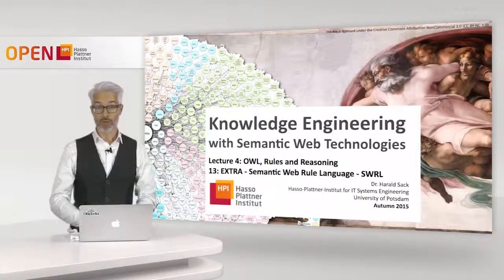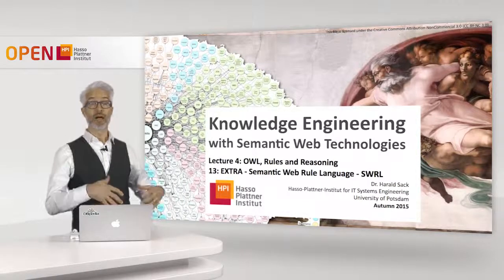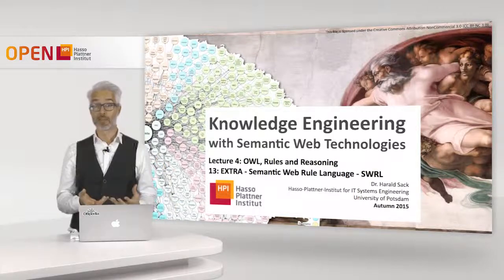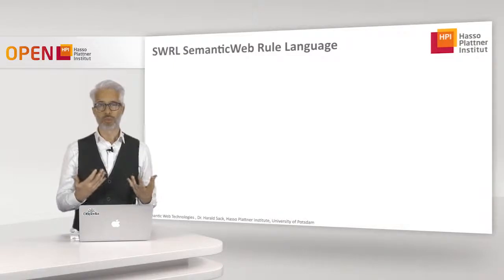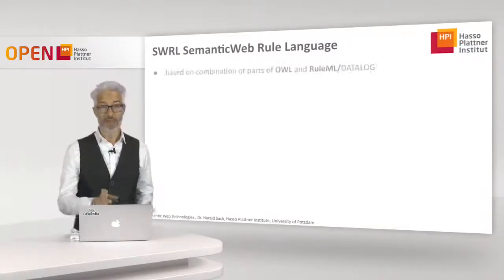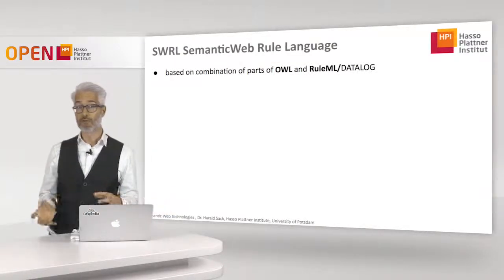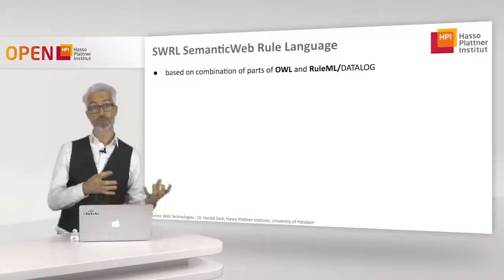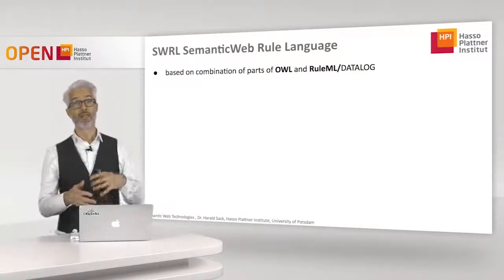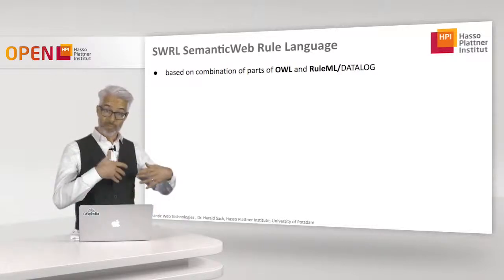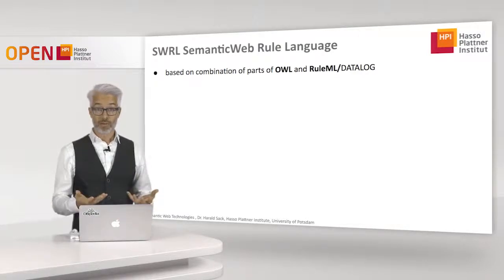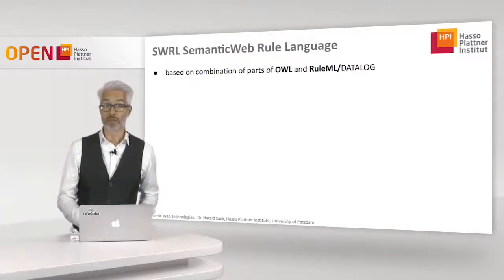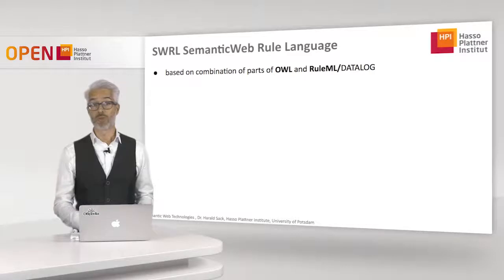So today we want to talk about how to engage rules in the semantic web together with ontologies. Okay, what is SWRL, this Semantic Web Rule Language? It's nothing else but a combination of parts of OWL ontologies and rules which are taken from Datalog. And the language to write Datalog expressions as a markup language, that's then RuleML. So RuleML is an equivalent to Datalog as a markup language here.